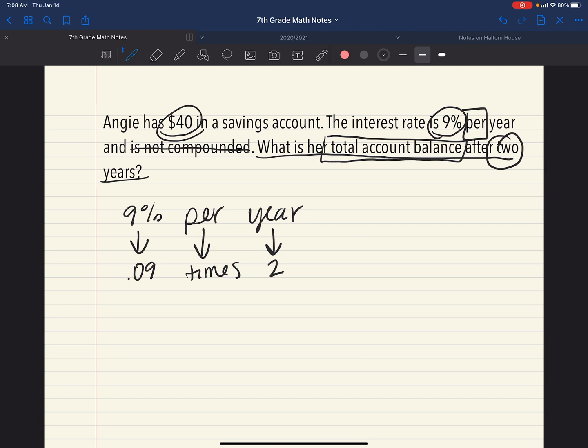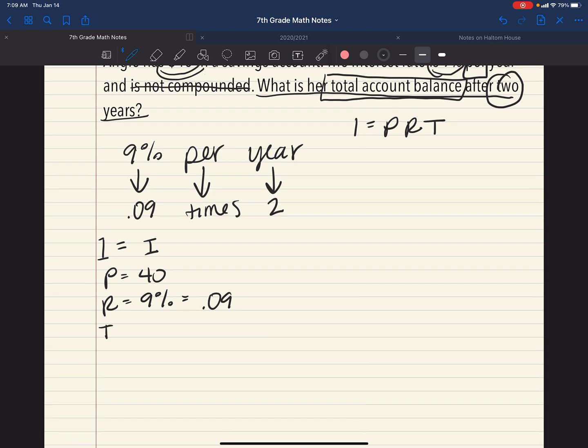However, let's go back to our formula of interest. I equals PRT. So interest equals principal times rate times time. And now I'm going to label all those things. I don't know her interest. I'm going to figure that out. So I'll keep that as an I. I do know the principal amount is 40. I do know her rate is 9%, which is 0.09. And I know the amount of time is 2 years.